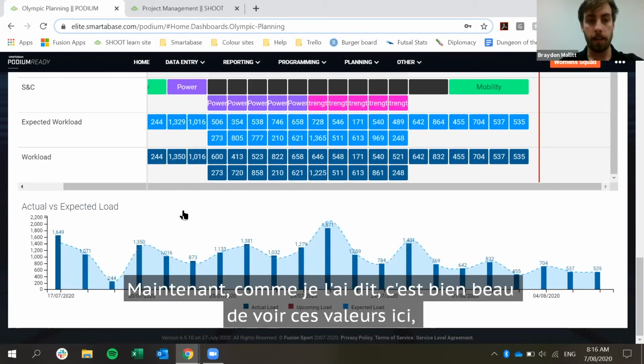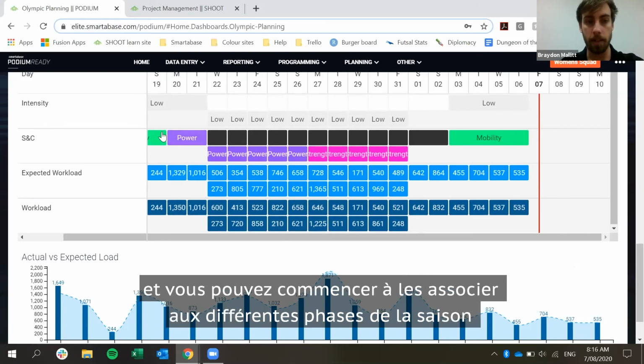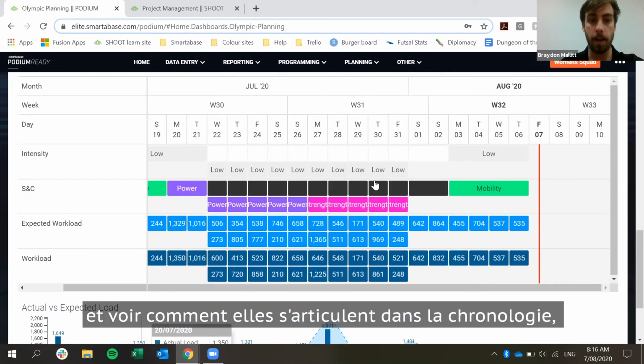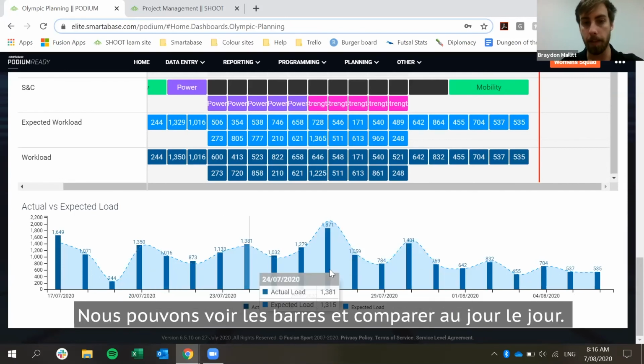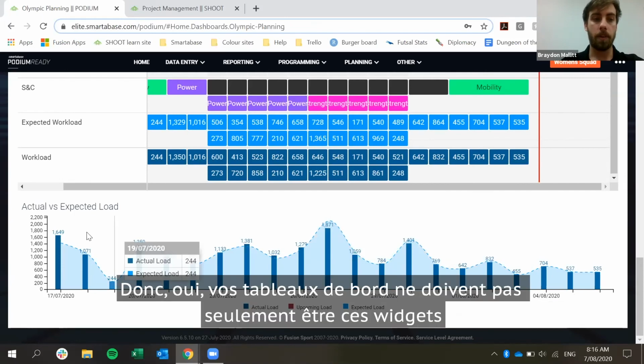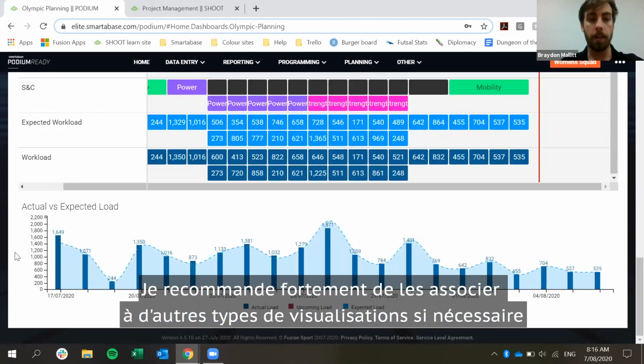Now, like I said, it's all well and good to see these values, and you can start to tie them in with the different phases and see how they tie together in the timeline. But sometimes it's hard to beat a good old trusty time series chart, where you can see the bars and compare to the day-to-day. So yeah, your dashboards don't just have to be this widget. I highly encourage you to tie them in with other types of visualizations as well, when necessary.